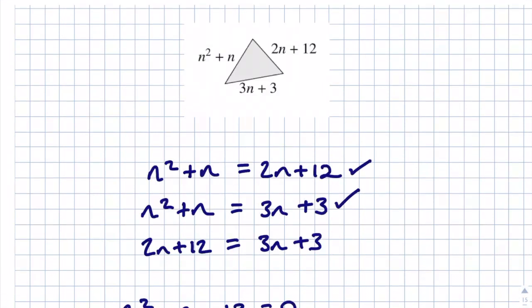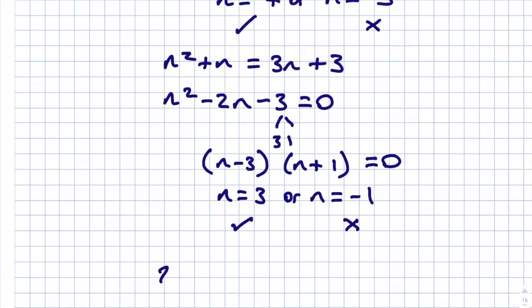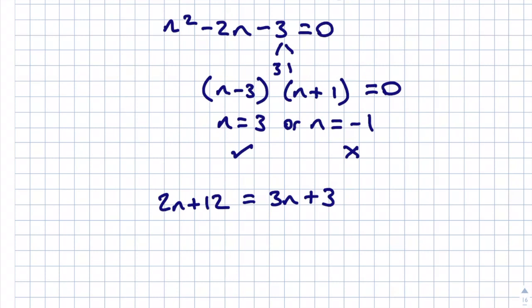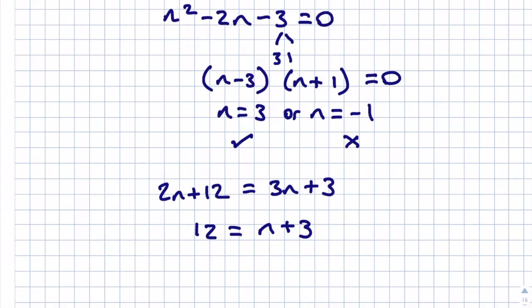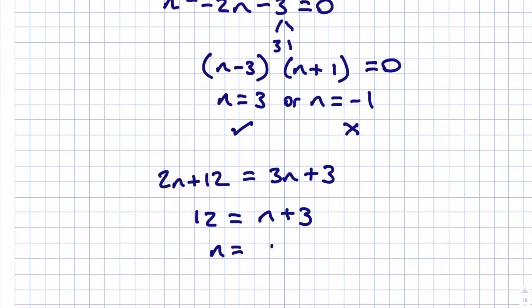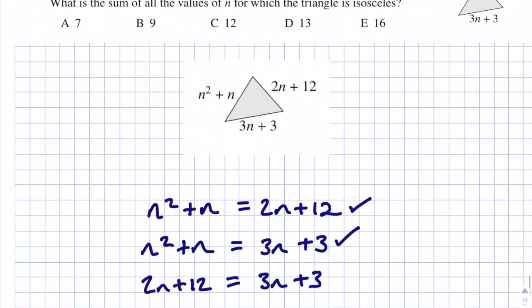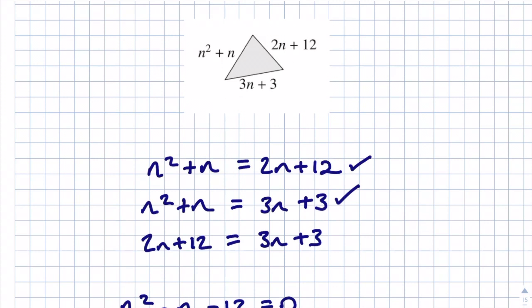What about the last equation? 2n plus 12 equals 3n plus 3. So again, we can solve this equation by subtracting 2n from both sides. So we get 12 equals n plus 3. And then we can subtract 3 from both sides. So we get n equals 9. Now let's substitute this value of 9 into our expressions. So for n squared plus n, we're going to get 9 squared plus 9, which is 81 plus 9, which is 90.